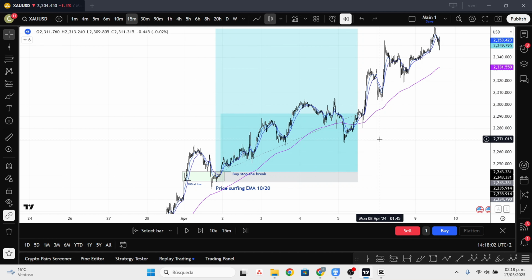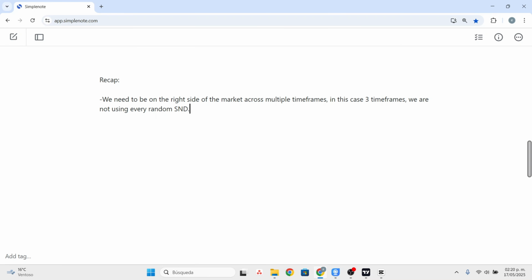Alright, here is how the trade played out. It was a 10 plus RR, but now let's do a quick recap. Okay, so we're gonna go back to the start here. First, we need to be on the right side of the market across multiple timeframes. In this case, it's gonna be 3 timeframes. That way, we know we're in the right direction and we're not using every random SND.